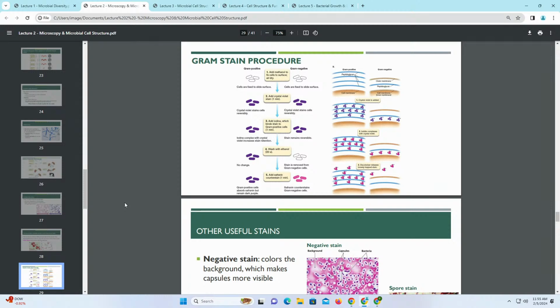Usually if you do a gram stain, they're going to be pink, but that's because we only did a simple stain. We only gave them purple, so they're able to be purple. But once you go through the entire gram stain procedure, things change based on the cell wall.